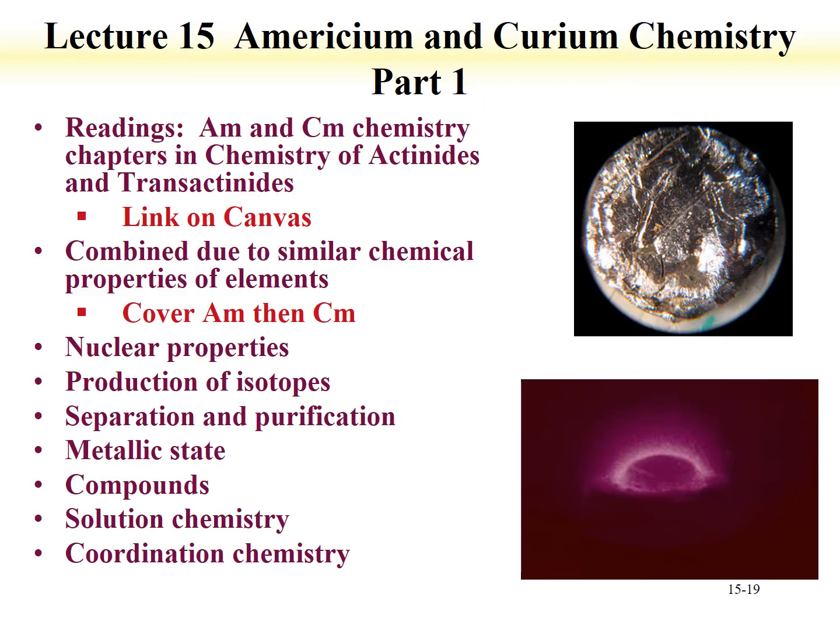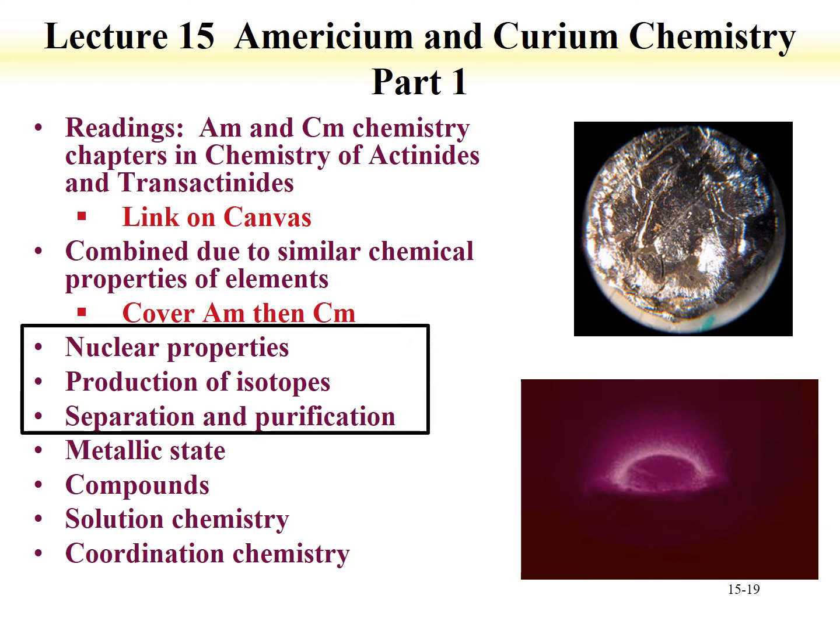This concludes part 1 of the lecture on americium and curium. The nuclear properties, production of americium isotopes, and separation and purification of americium was covered. When you've completed this lecture, please move on to part 2.